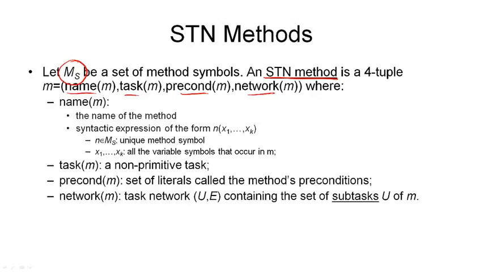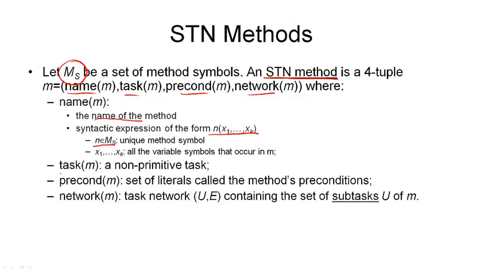The first component is the name of the method, and the name is a way to refer to this method. And again, we will use a syntactic expression which looks very similar to the type of syntactic expression we've seen for tasks and operators. It's a symbol n, which must be one of our unique method symbols, followed by a set of parameters x1 through xk here, which are variable symbols that occur in M. And again, these parameters describe the objects that are manipulated by this method.